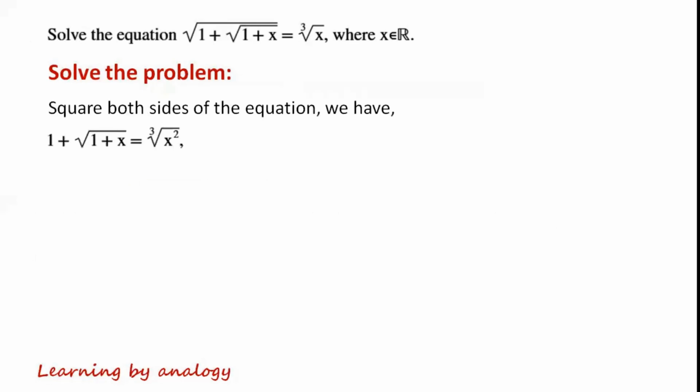Square both sides of the equation. We then have 1 plus the square root of 1 plus x equals the cube root of x squared. By rearranging this equation, we have the square root of 1 plus x equals the cube root of x squared minus 1.